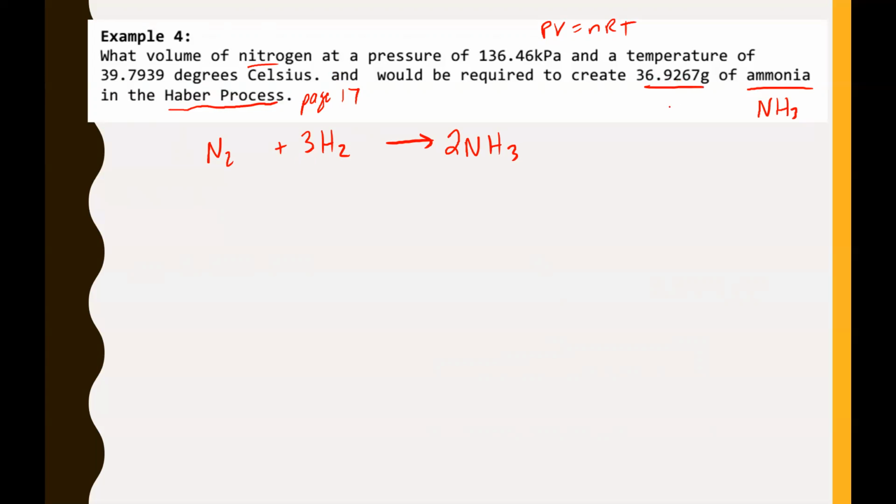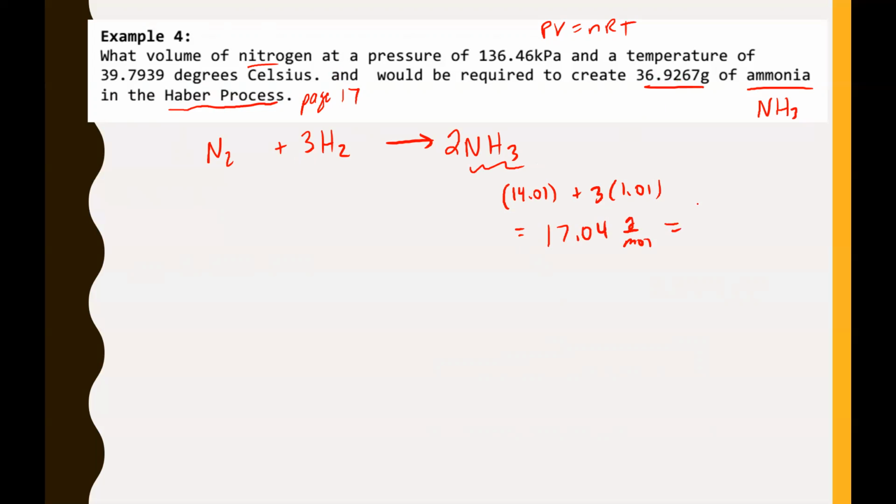It gave us the mass of ammonia that gets produced. Now, mass can be turned into moles by using your molar mass. So I think we might want to start by finding our molar mass of NH3. Molar mass of NH3 is going to be 14.01, that's molar mass of nitrogen, plus 3 times 1.01, that's molar mass of hydrogen. This is going to give you 17.04 grams per mole.